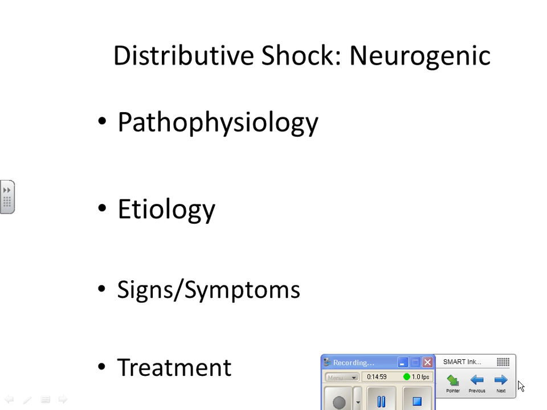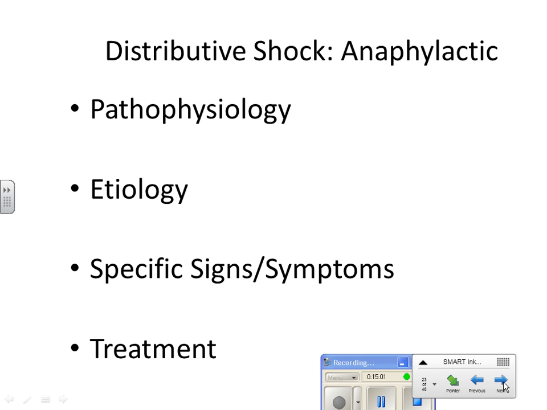Okay, the last type of distributive shock is anaphylactic. And in this case, the chemical that's causing capillary leak is this antigen that's creating this severe allergic reaction in the patient. So we have a severe antigen-antibody reaction.